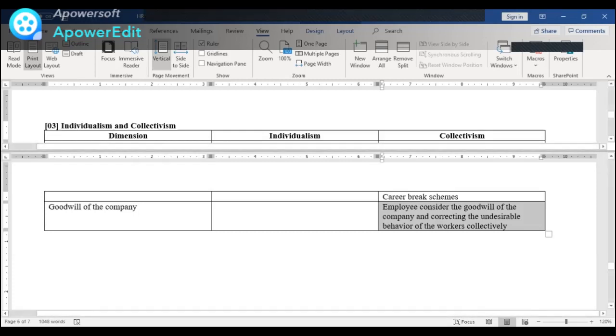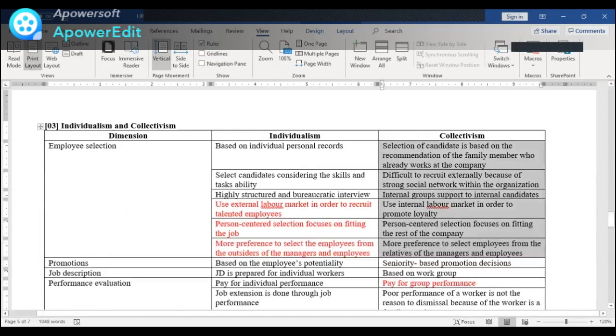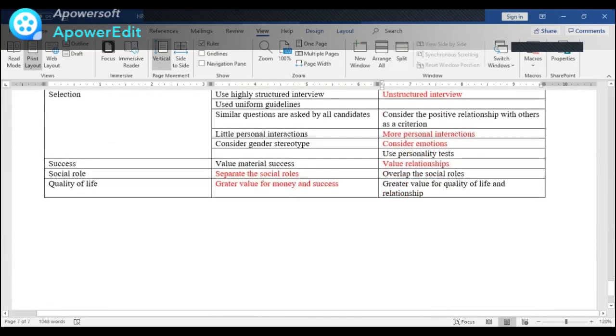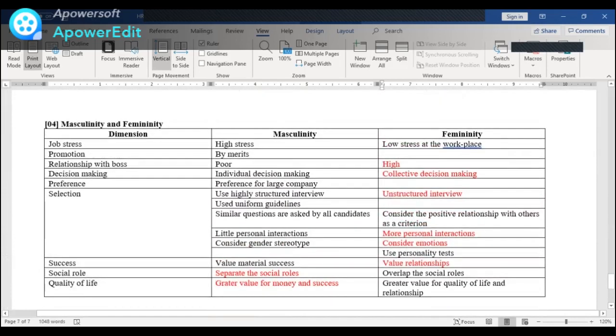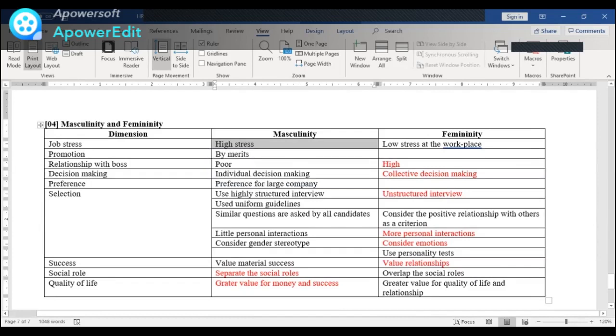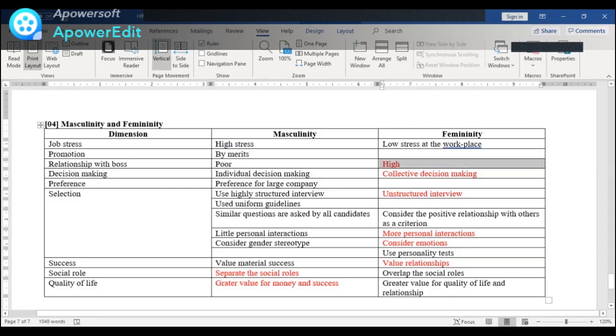This is the third dimension of national culture, individualism and collectivism. Now the last dimension, masculinity and femininity. In masculinity culture, job stress is high. When compared with the masculinity culture, in femininity culture, job stress is low. Low stress at workplace. Then promotion, usually done by merit in masculinity culture. Relationship with boss. It is poor in masculinity culture, however, it is very high in the relationship with the boss in femininity culture.